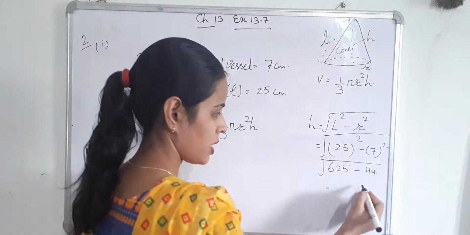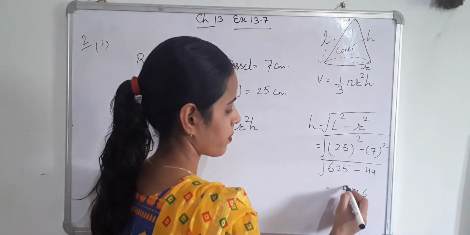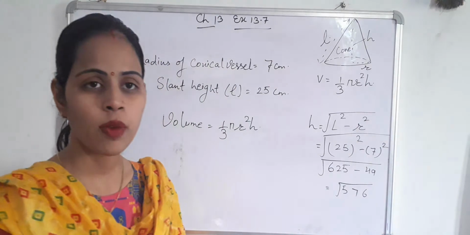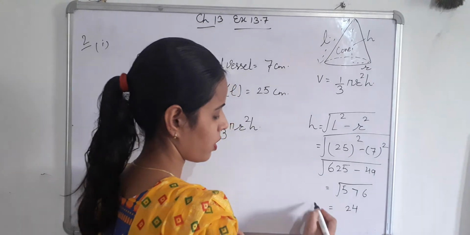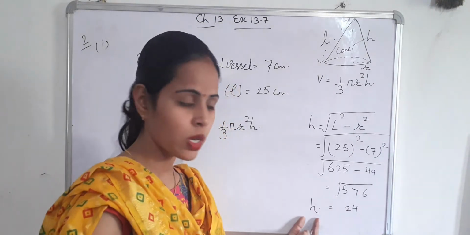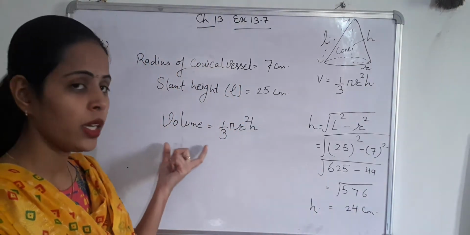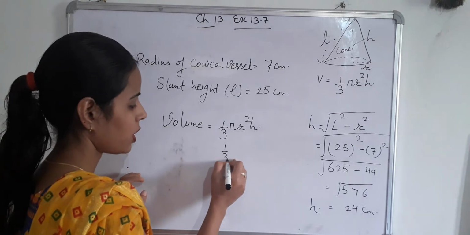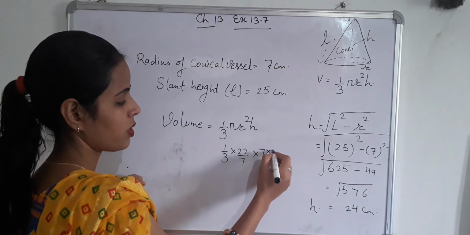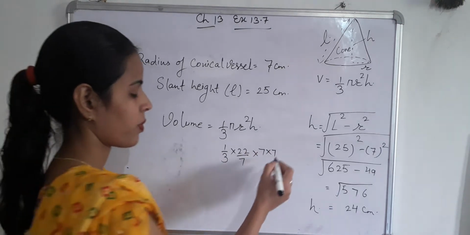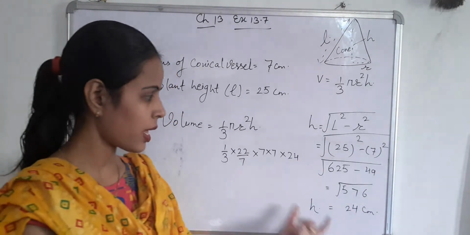15 minus 9, 6. 11 minus 4, 7. Here 5. 576. Square root of 576 is 24. So height h equals 24 centimeter. Now find volume. Volume is 1 upon 3 pi r square, means square of 7, 7 into 7 into h. Here h is 24. First find h, then find its volume.